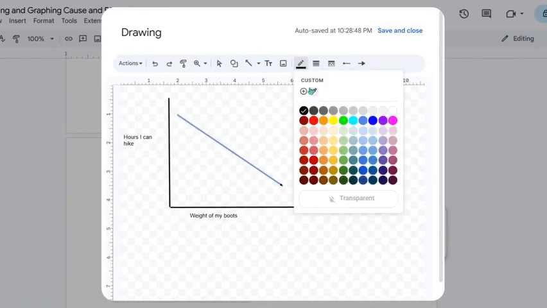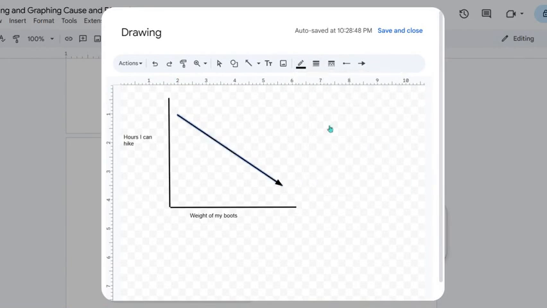Well, guys, I hope this helps. I know I understand this better when I practice it. Independent variable goes on the X. Dependent variable goes on the Y.